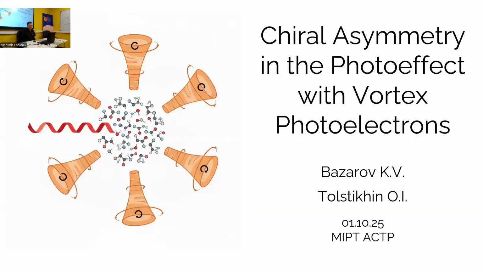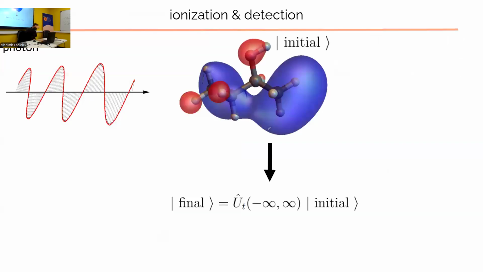Okay, so first of all, I would like to thank you for the opportunity to give a talk here. It's an honor to give a talk. And today I'm going to talk about chiral asymmetry in the photoeffect with vortex photoelectrons. The talk is based on our papers with my co-author Oleg Isakovich Tolstikhin. And okay, let's move on.